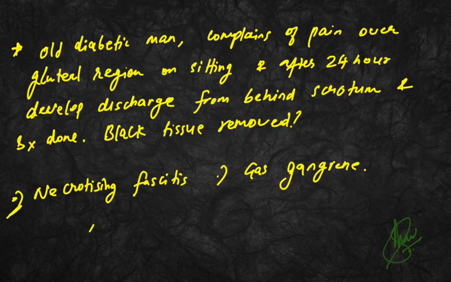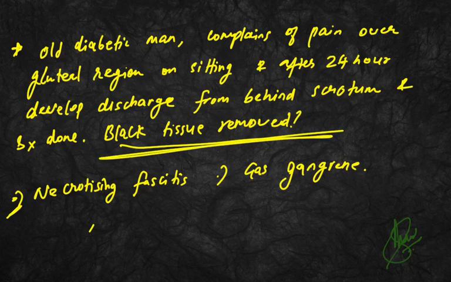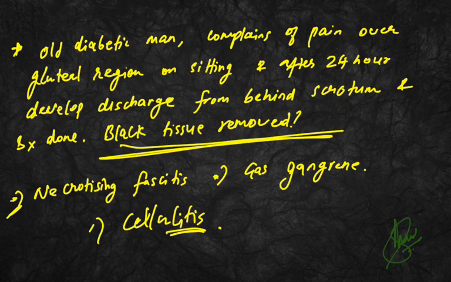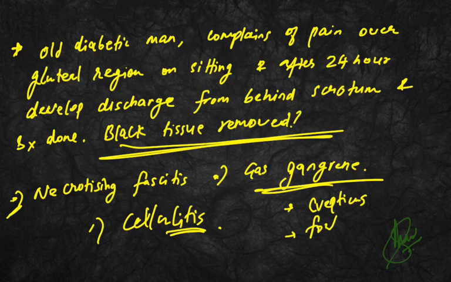Now, an old diabetic man complains of pain over the gluteal region on sitting, and after 24 hours developed discharge from behind the scrotum, and surgery was done and black tissue is removed. So which of the following conditions can be there? So 3 options, and very difficult. Cellulitis can't be there because it does not spread so rapidly in 24 hours. It can be gas gangrene, it can be necrotizing fasciitis, but they have not mentioned any crepitus or foul smell. So the answer should be necrotizing fasciitis.